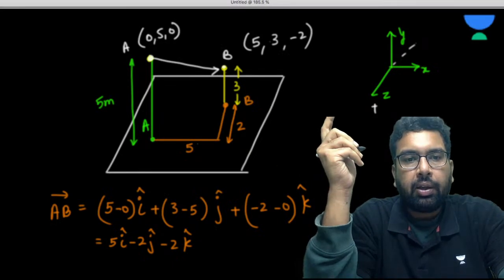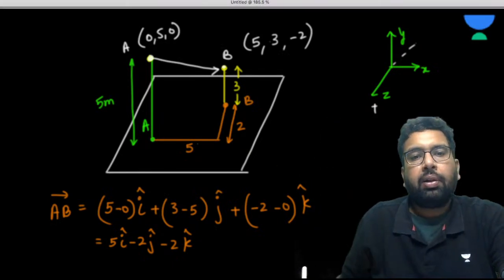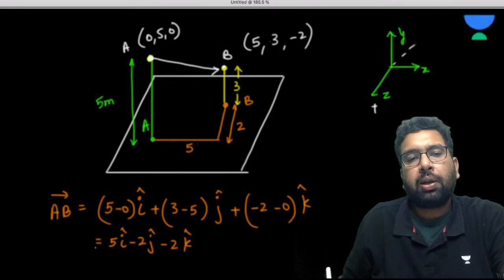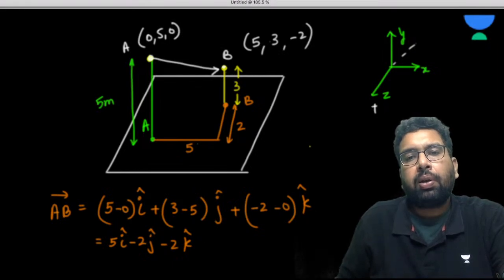Okay, so now this is what's going to happen. This is what is happening. So from here, what can we write? We can write the magnitude.